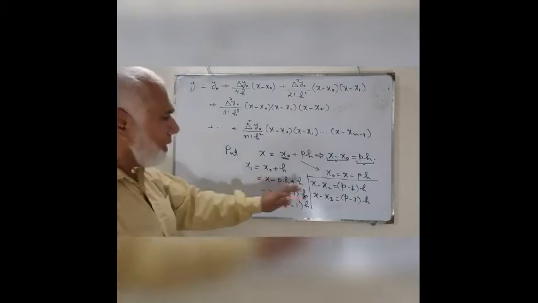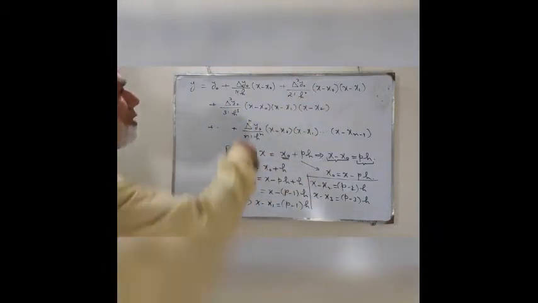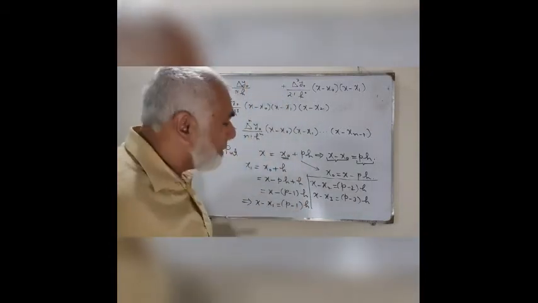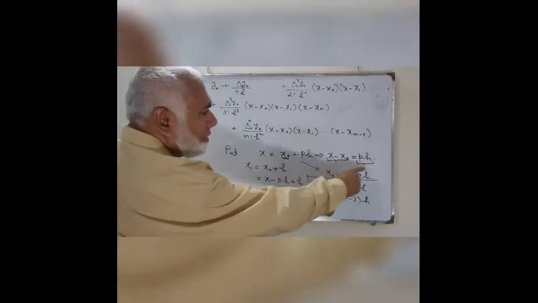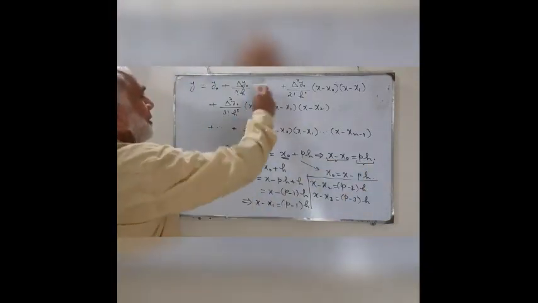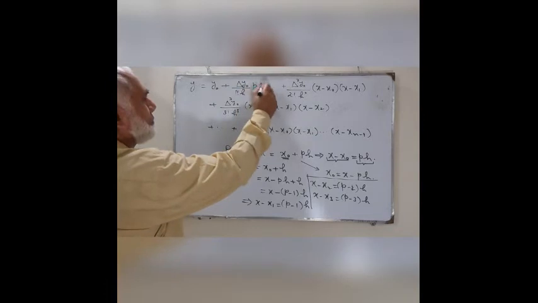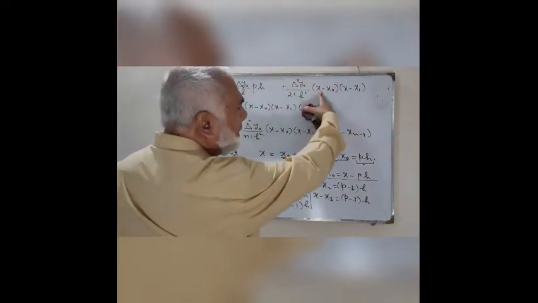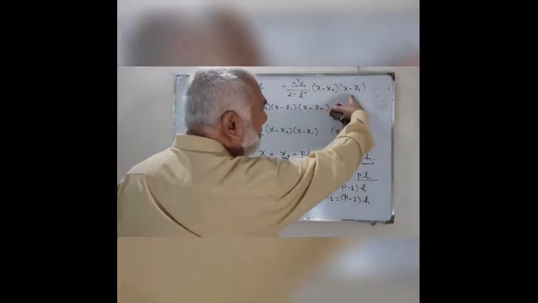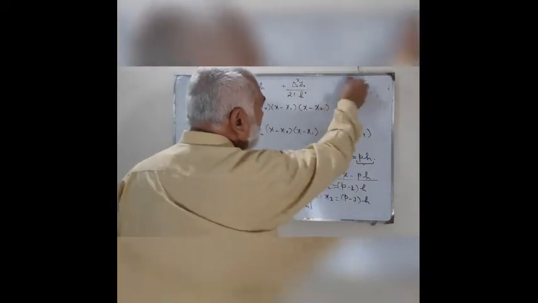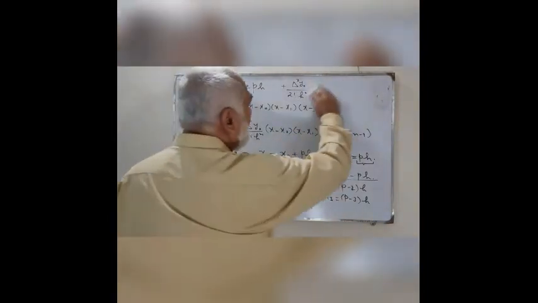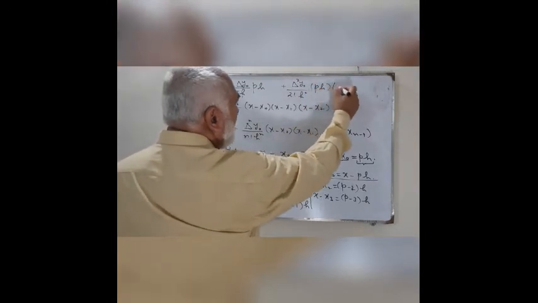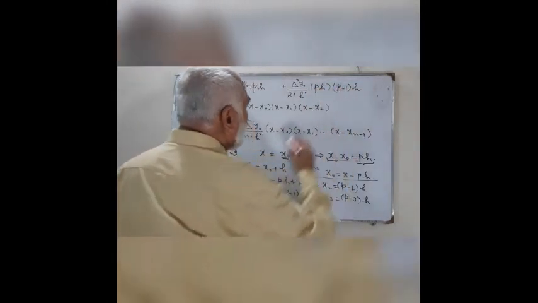So after knowing all this, now I'm going to make a change here. This quantity x minus x0, I'm going to replace by pH. And from the second term, this will be replaced by pH only, and this will be replaced by p minus 1 times h. So these two terms are also going to be replaced in terms of p. So the first term is p times h, and the second is p minus 1 times h.